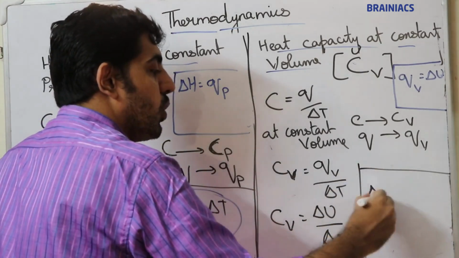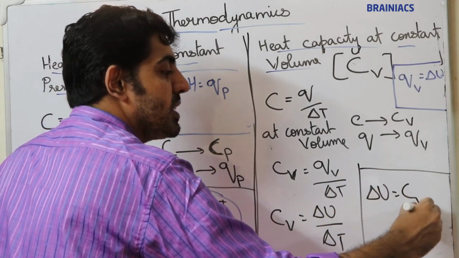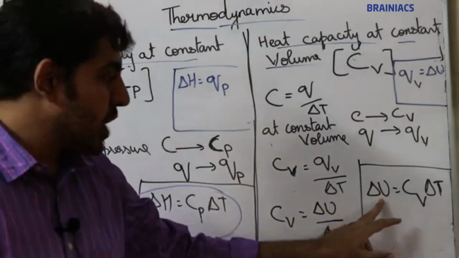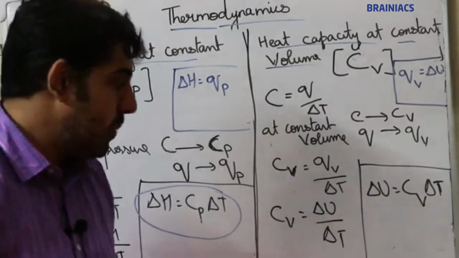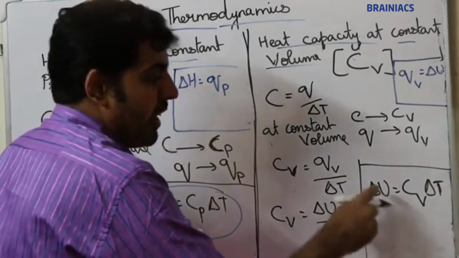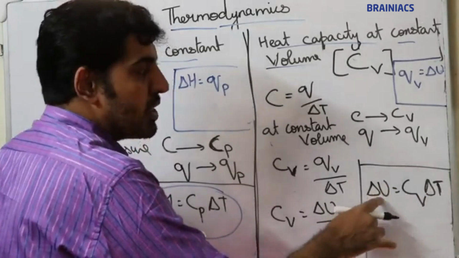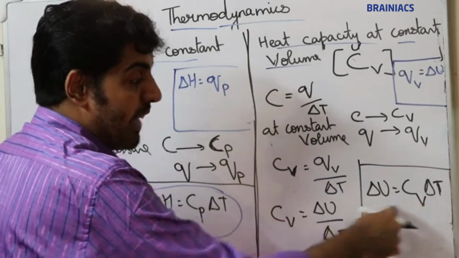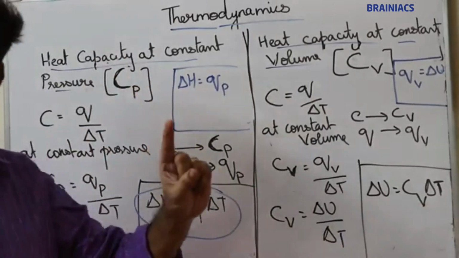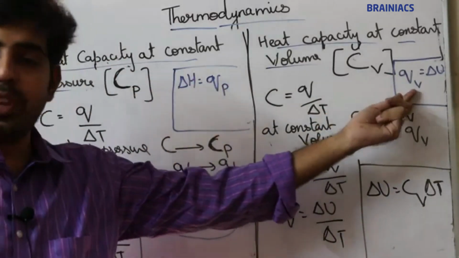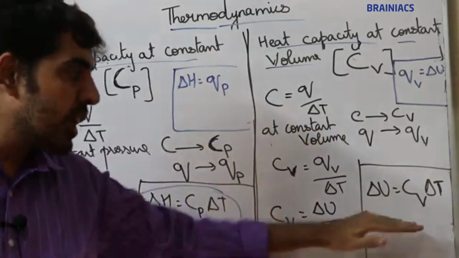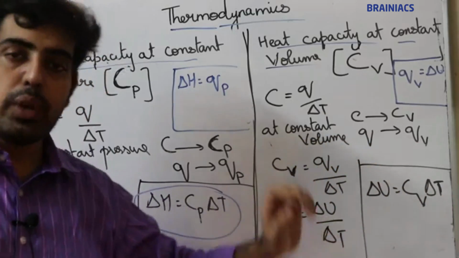So what is delta U? Delta U is equal to Cv into delta T, right? So we can write delta U is equal to Cv into delta T. So this is the third equation to calculate delta U. We have already learned two equations. Delta U is equal to Qv, delta U is equal to Q plus W, and the third equation is delta U is equal to Cv into delta T.